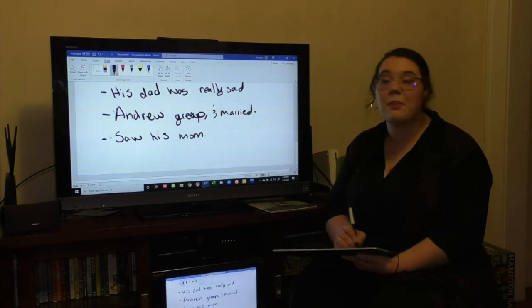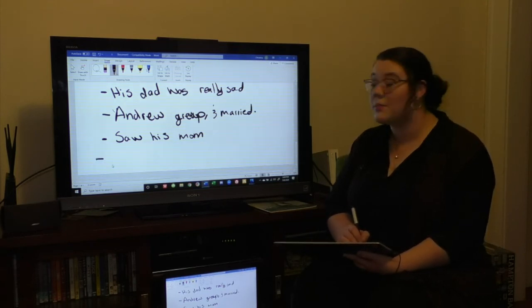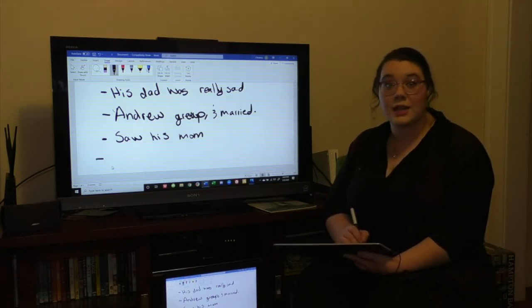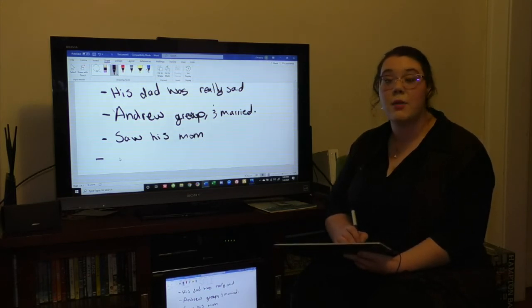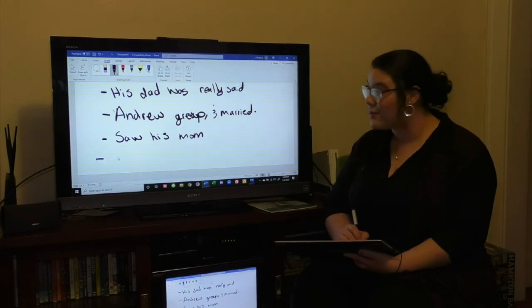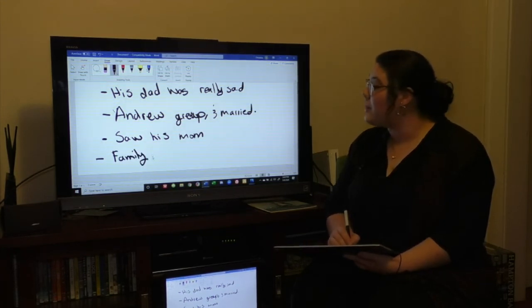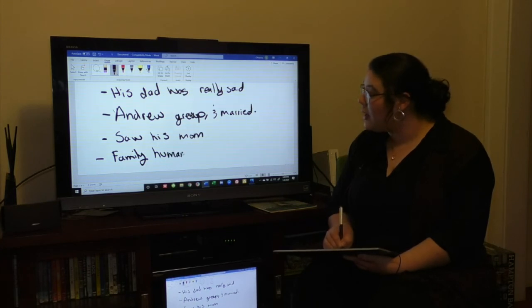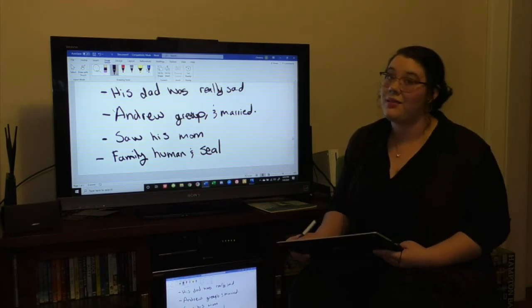And then finally, what happened at the end of the story, guys? After Andrew's all grown up, after he let his mom go, and after the dad's promise was fulfilled by Andrew, and he got to see his mom, what happened? Yeah, that's right. Their family continued to go meet together, and they got to be with their human family and their seal family, huh? So it turns out it's a happy story in the end.